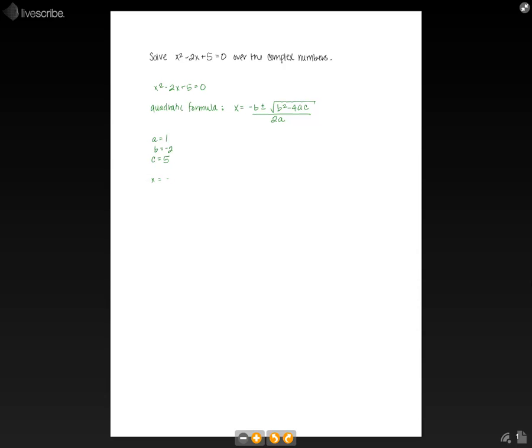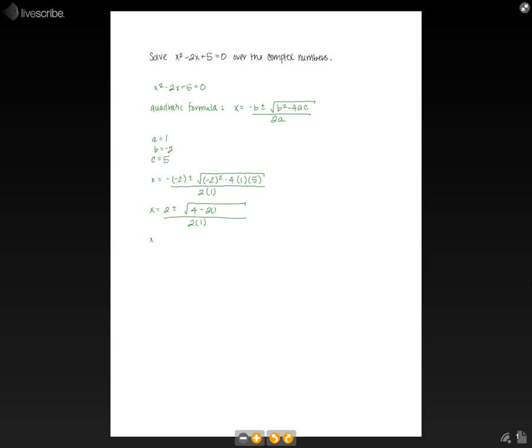So we get x equals negative 2 plus or minus the square root of negative 2 squared minus 4 times 1 times 5, all over 2 times 1. So the first thing we should do is try to simplify under the square root. So we get x equals 2, because 2 negatives is a positive. So 2 plus or minus the square root of negative 2 squared, which is 4, minus 4 times 1 times 5, which is 20, all over 2 times 1.